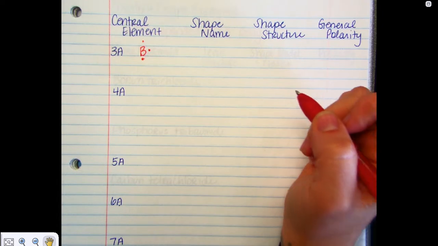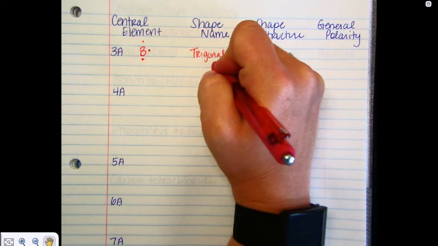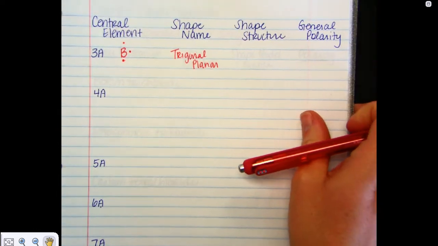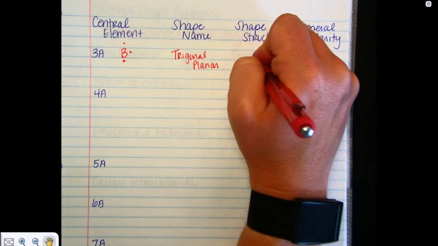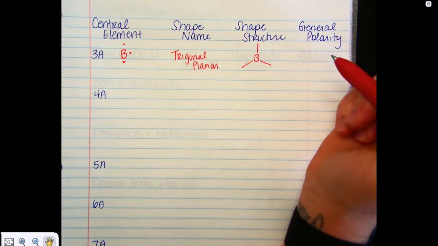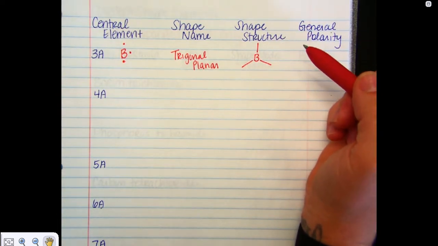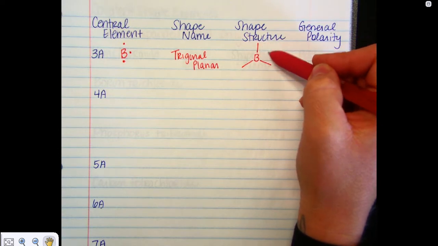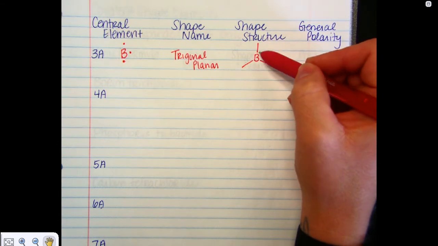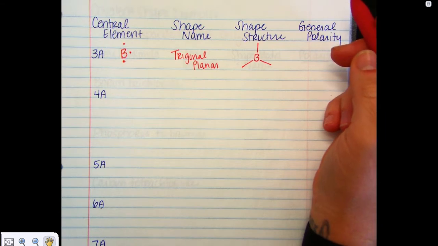Boron forms a shape that's called trigonal planar. Okay. And its shape structure looks like this. With the boron in the middle, I'm going to have 3 bonds at equal angles coming out. So let's talk about bond angles. It's not necessary at the honors level of chemistry to know the numerical value of these bond angles. That's something that we know in AP chemistry. But what you do need to understand is that these lines that I'm drawing represent the bonds that are occurring.